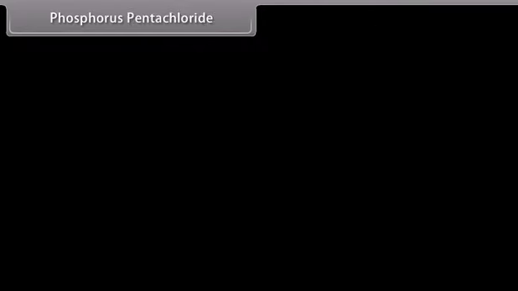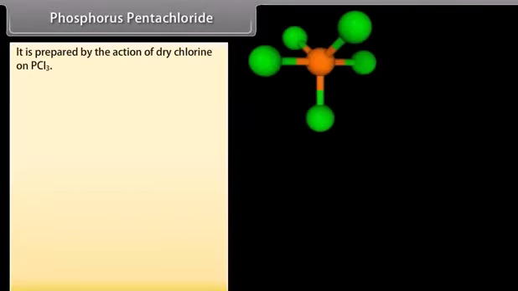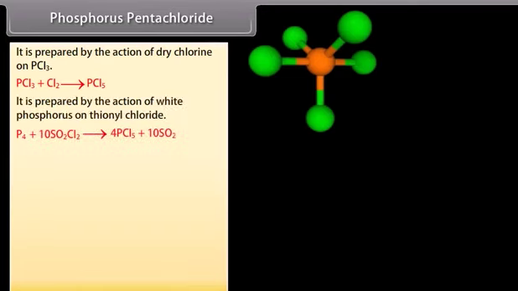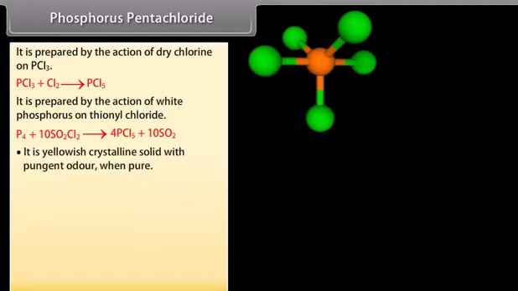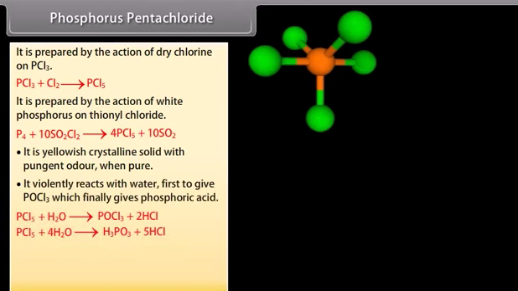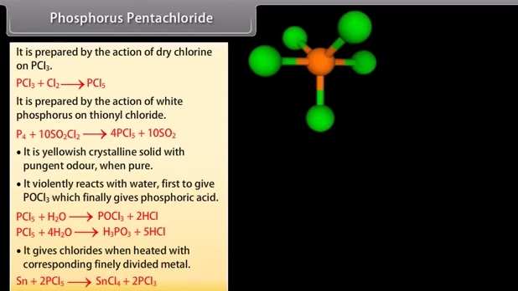Phosphorus pentachloride. It is prepared by the action of dichlorine on PCl3. It is also prepared by the action of white phosphorus on thionyl chloride. It is a yellowish crystalline solid with pungent odor when pure. It violently reacts with water, first to give POCl3, which finally gives phosphoric acid. It gives chlorides when heated with the corresponding finely divided metal.